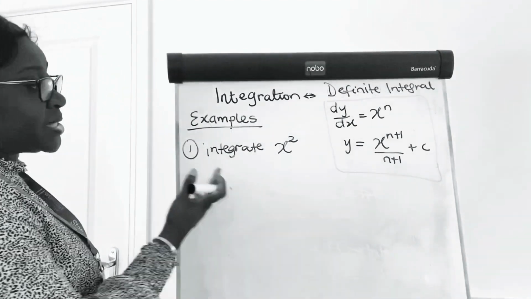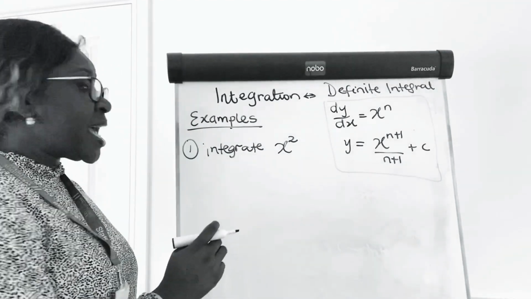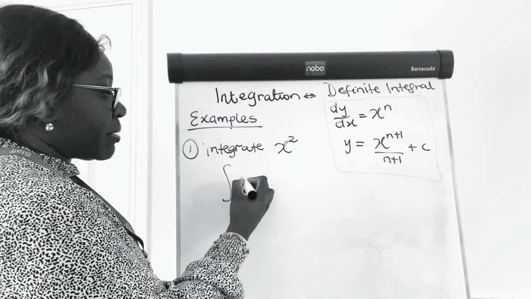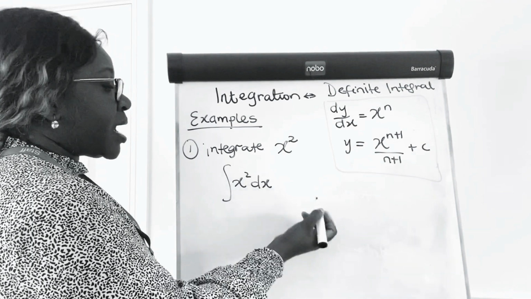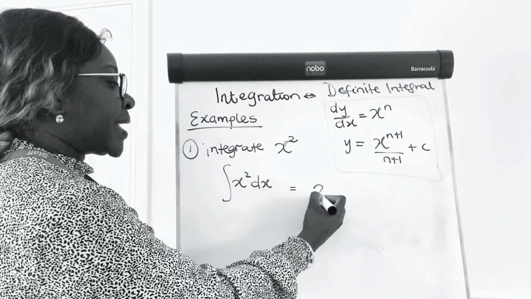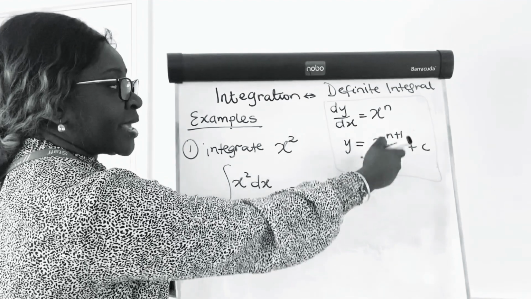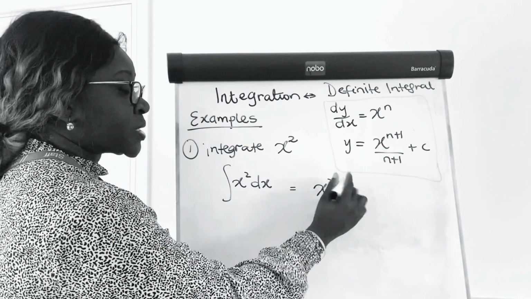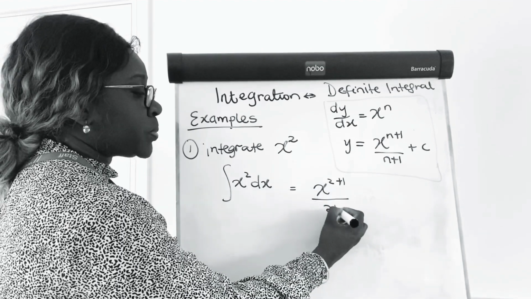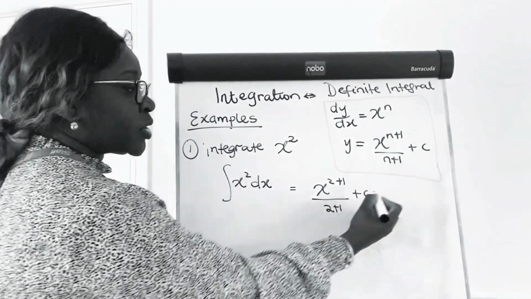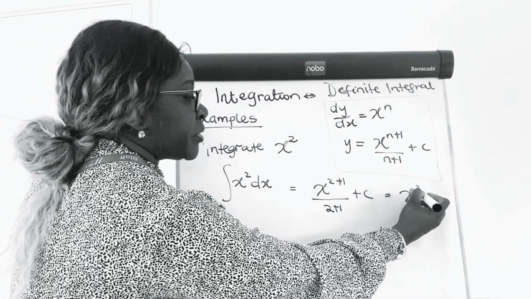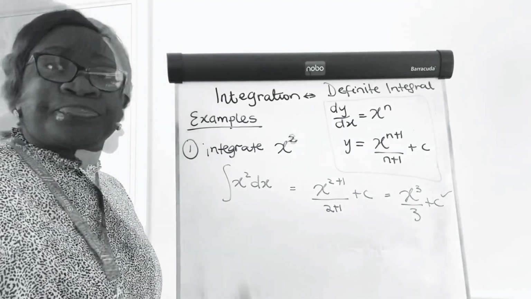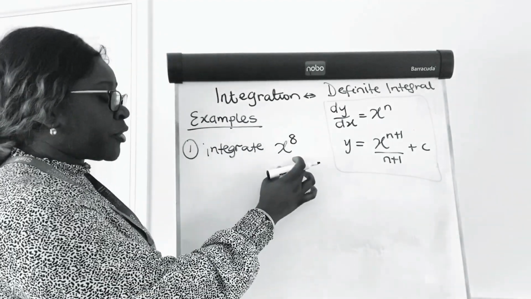Now here's an example. It says integrate x squared, and to integrate x squared, we could also write that this way, as I told you earlier. That would be equal to x to the power of 2 plus 1, following our formula here, over 2 plus 1, plus c. And I'm just going to rewrite that as x to the power of 3 over 3 plus c. And that is the answer for that one. Here's another one. It says integrate x to the power of 8.